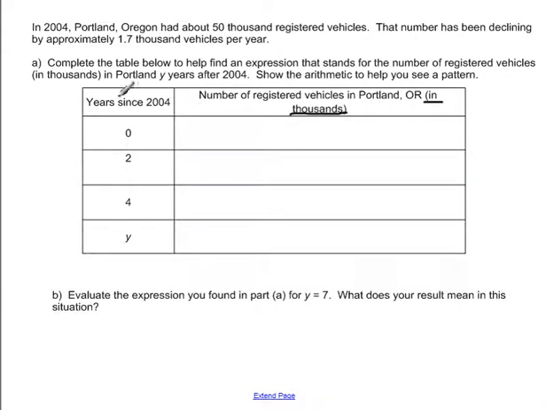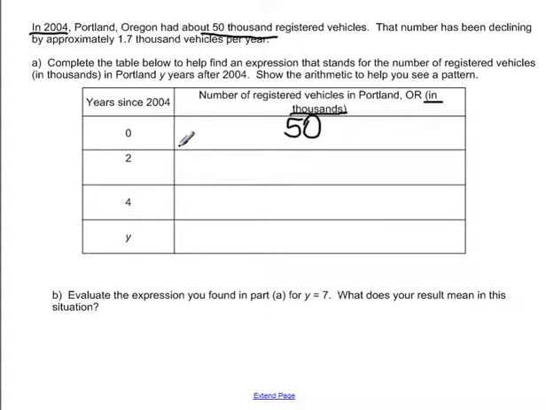Now they're talking about since the year 2004, and notice that's where our problem starts. In 2004, Portland, Oregon had about 50,000 registered vehicles. And so if I'm 0 years since 2004, that tells me in 2004, I would have had 50,000 registered vehicles. So I can go ahead and put that 50 down. And notice I'm just using the 50 because it tells me here this is in thousands.